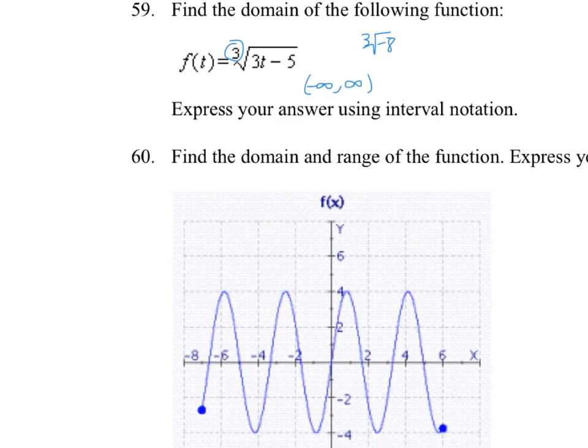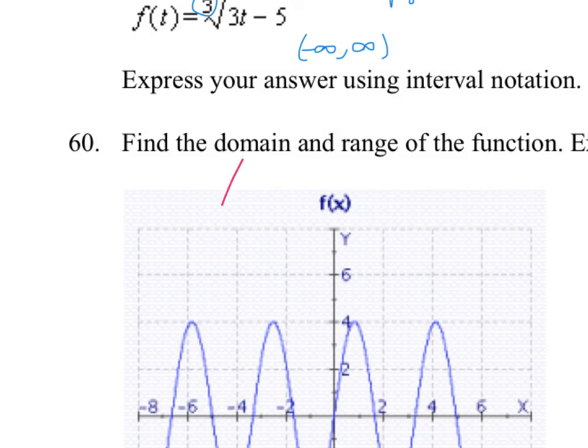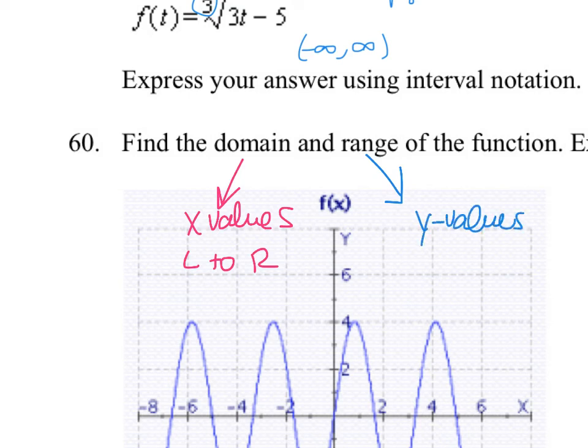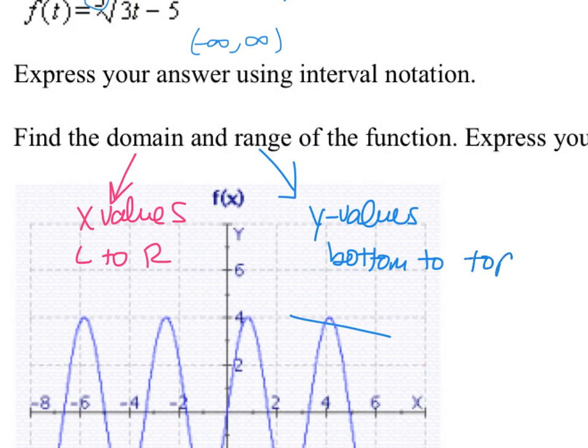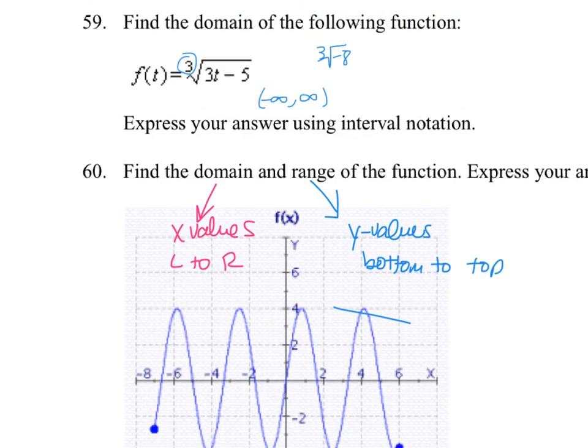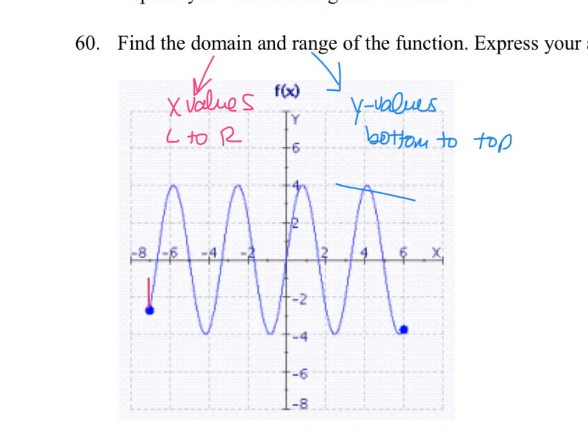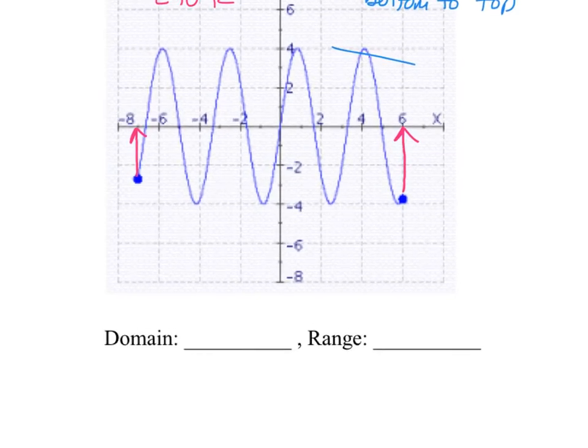All right, if we're talking about domain and range, this is the last one, and we're done. Domain is what? X values. We read X from left to what? Right, good. Range is what values? Y values. And we read range from bottom to what? To the top. So my domain, I'm going to look just at the x-axis. So I'm going to draw an arrow here and an arrow here. My domain. From left to right, I can use what numbers?